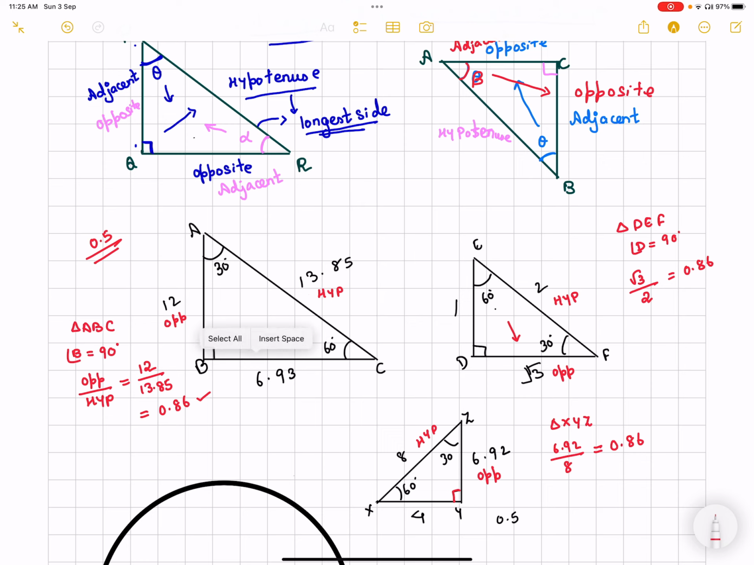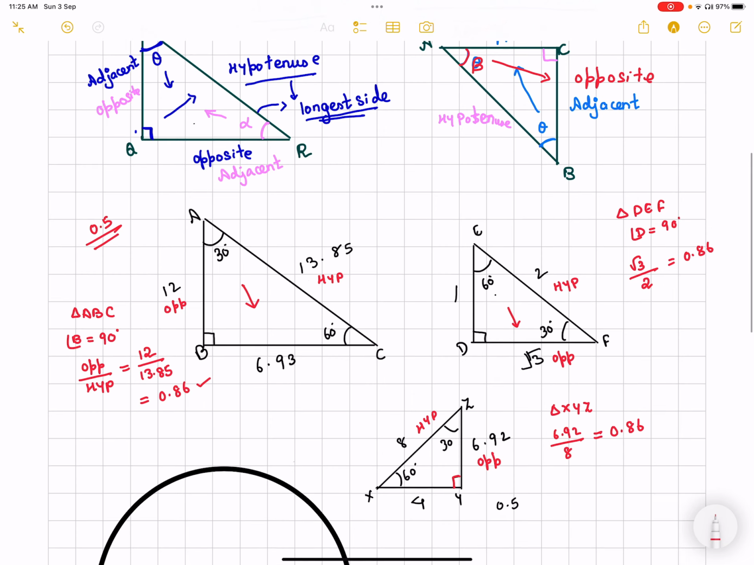Even in this triangle, you can check the opposite for 30. It is going to be 6.93 divided by hypotenuse. And here it is going to be 1 by 2, which you know is 0.5. And then here it is going to be 4 by 8, which is again 1 by 2, again 0.5.